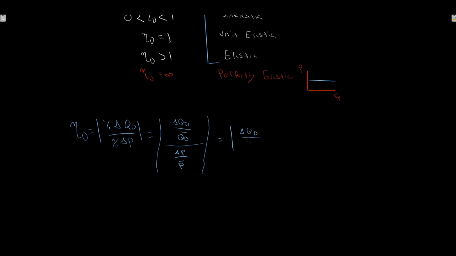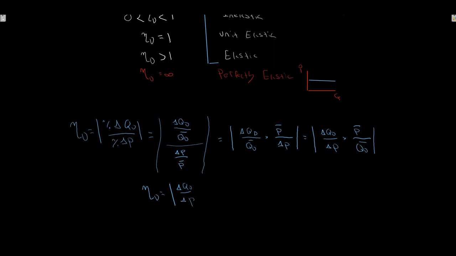So we would have the change in quantity demanded all over our average quantity demanded, times our average price all over the change in price. Change in quantity demanded times P bar is the same thing as P bar times the change in quantity demanded, so we can move around the numerator and denominator without any loss. What we get is change in quantity demanded all over change in price, times P bar all over quantity demanded. And this is an algebraically identical way of expressing elasticity.